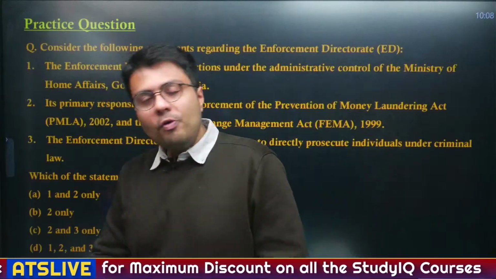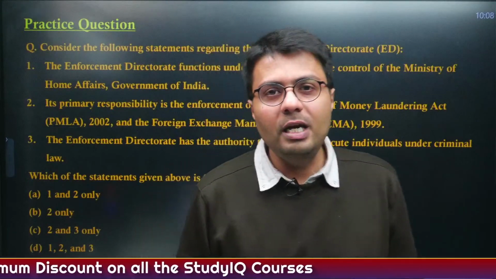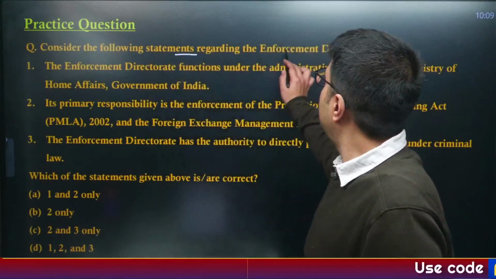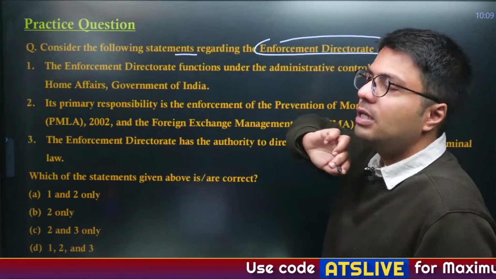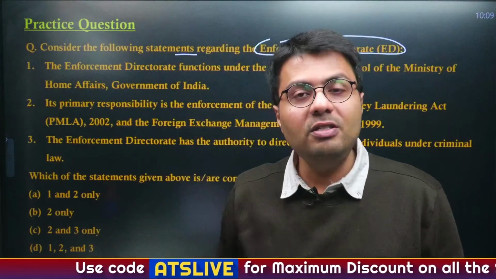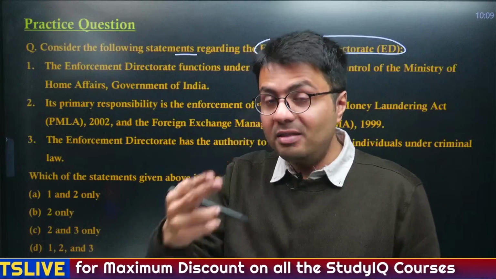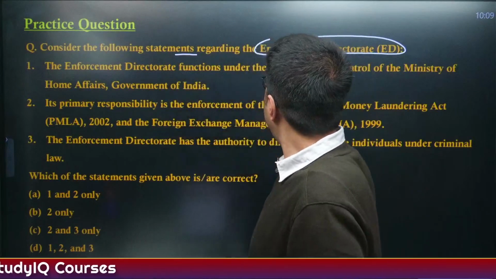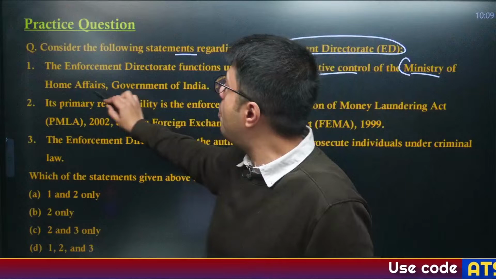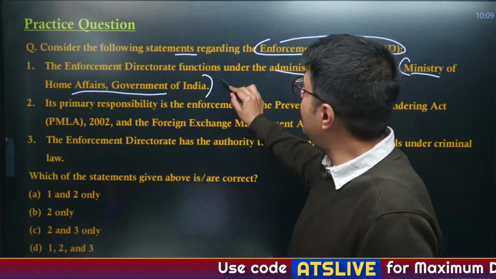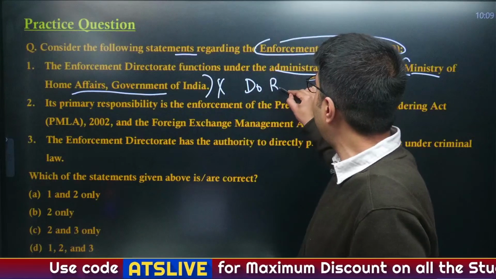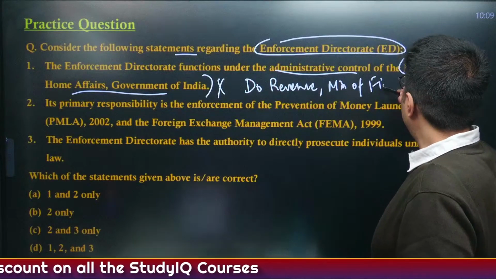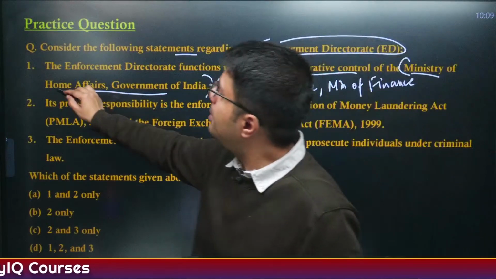Understood? Now, before moving to our session today, let us first try to solve the practice question that I had given you on Saturday. Consider the following statements regarding the Enforcement Directorate. Now, you understood the Enforcement Directorate is an investigative agency under the union government and it investigates crimes particularly from the financial perspective. Now, the Enforcement Directorate functions under the administrative control of the Ministry of Home Affairs, Government of India. This you can naturally say is incorrect because it functions under the Department of Revenue, which is a part of the Ministry of Finance. So that is why the first statement here is incorrect.